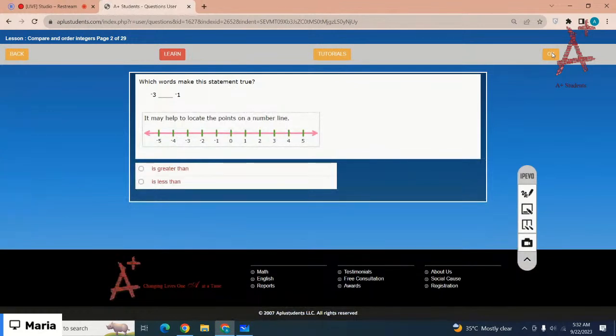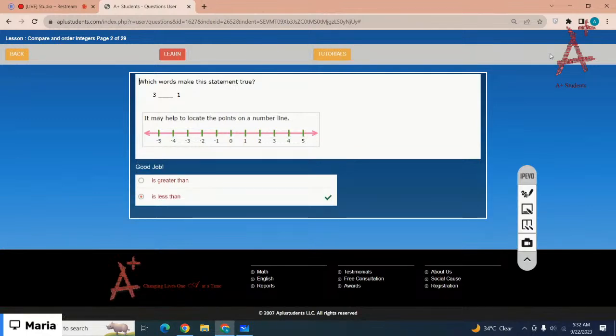Okay, which words make the statement true? Negative 3 and negative 1. Which is the correct option? You can see negative 3 is far from 0, but negative 1 is here. So negative 3 is less than negative 1.